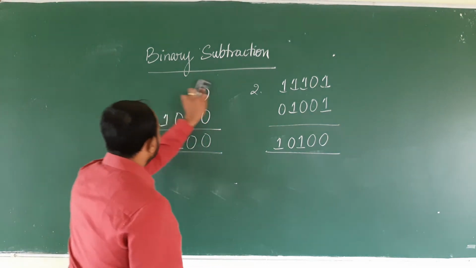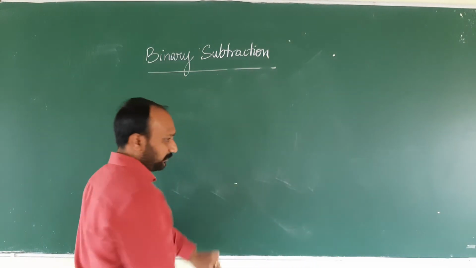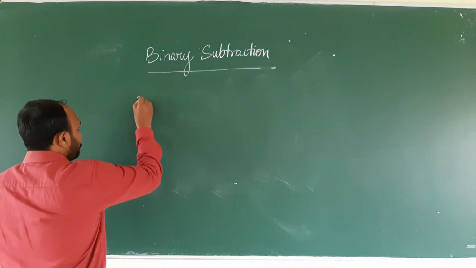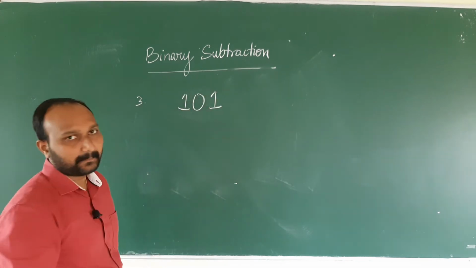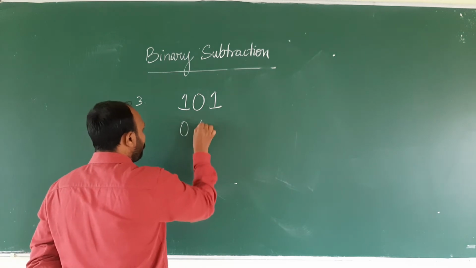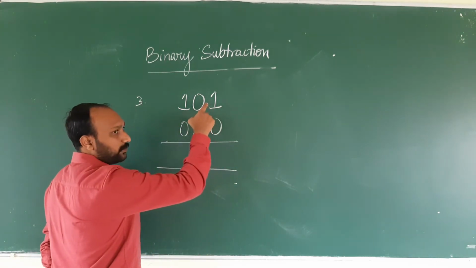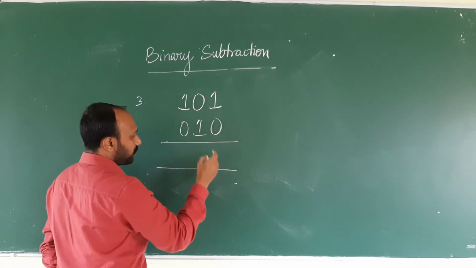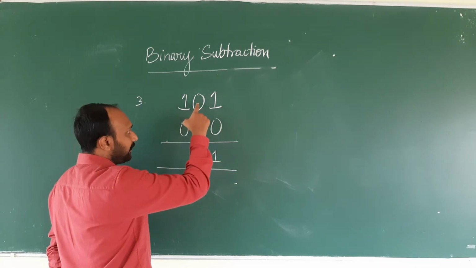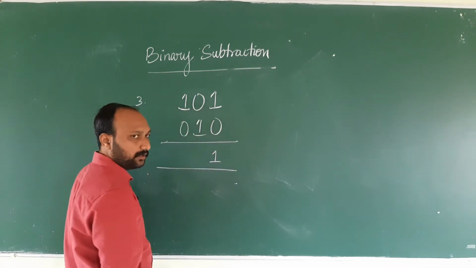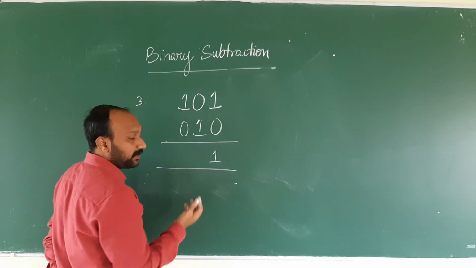Okay. Now let me consider one more problem. The third problem is 101 minus 010. According to the rule of binary subtraction, 1 minus 0 is 1. Here we will be subtracting 1 from 0. Is it possible to subtract 1 from 0? No. So what we will be doing?